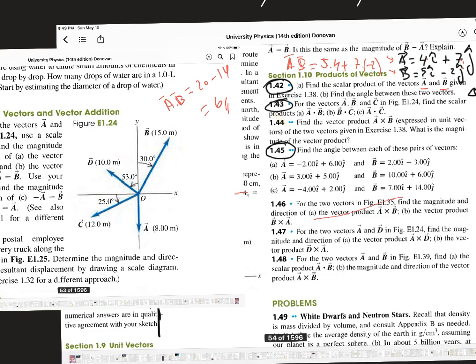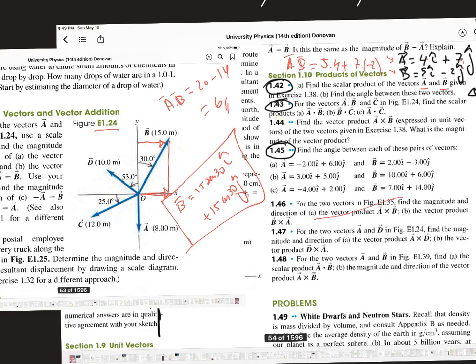143, you do it. For the vectors in figure 124. This is the figure 124, I suppose. Let me see. Yes, this is the figure 124. For problem 143, make A scalar. You can do it again. You have to express what B is. B, for example, is 15 sine of 30 in the i direction, plus 15 cosine of 30 in the j direction. This is B.